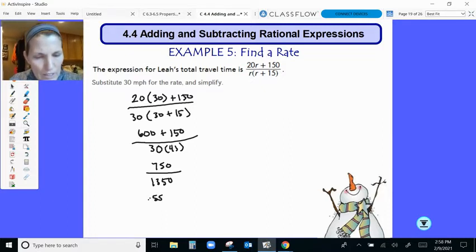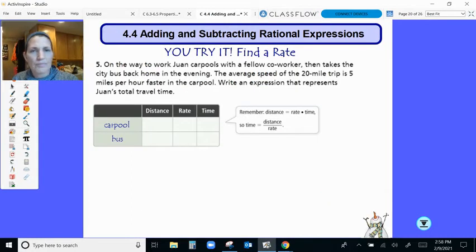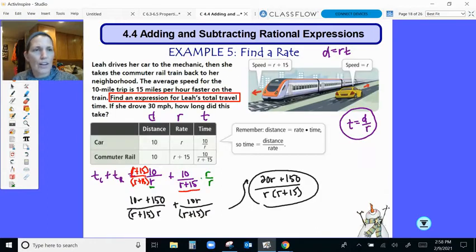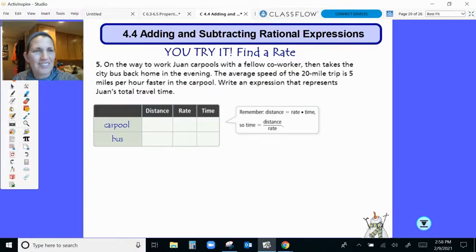And I'm not sure what that is. It's about 33 minutes, somewhere on there. So approximately a 33-minute trip. Okay, and that is how you find a rate. Oh, I'm sorry, that is 32 minutes. There we go. Okay, so now let's try a different one.